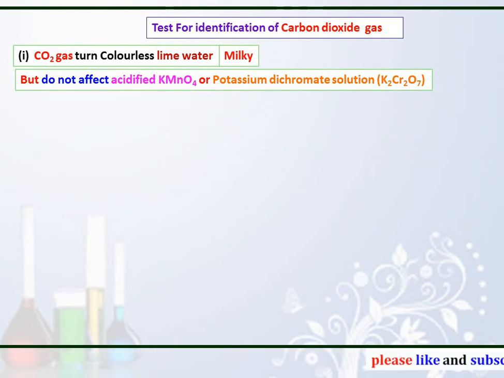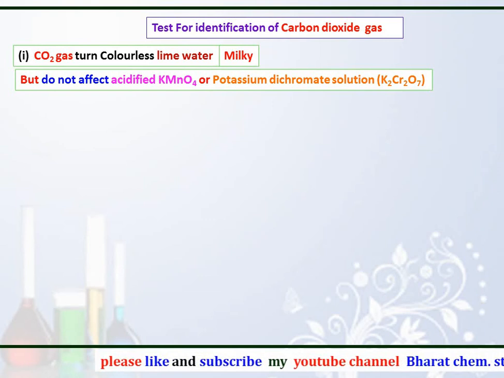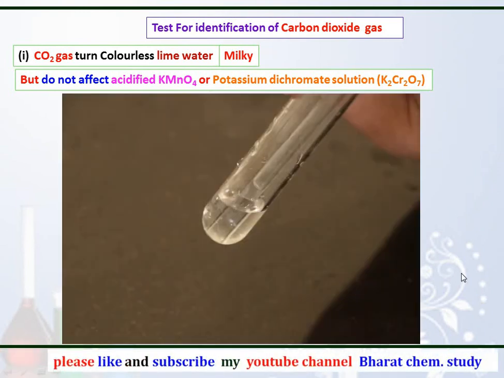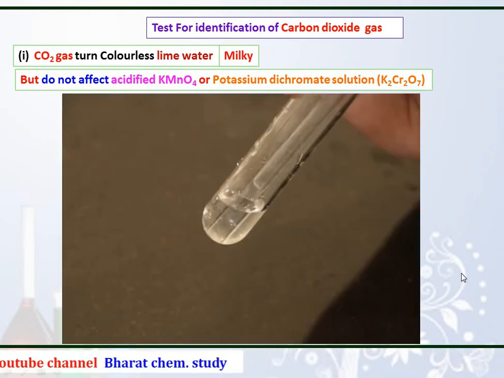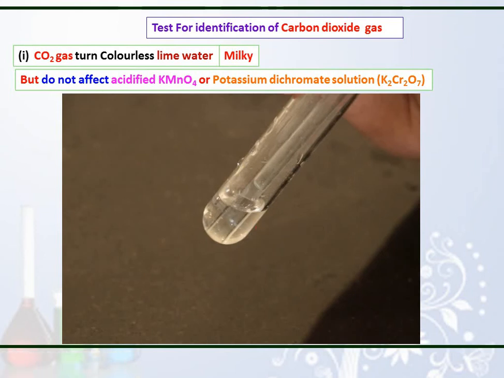Now let's see the lime water turning milky on passing carbon dioxide through it. So here in the test tube we have taken lime water, and with the help of a delivery tube we are passing the carbon dioxide through this lime water.